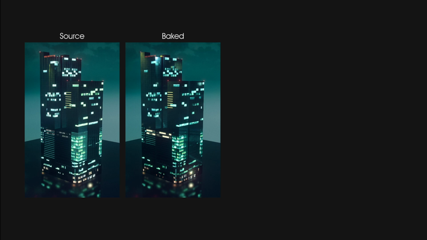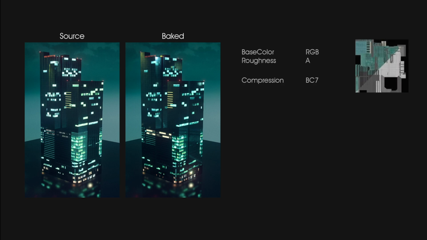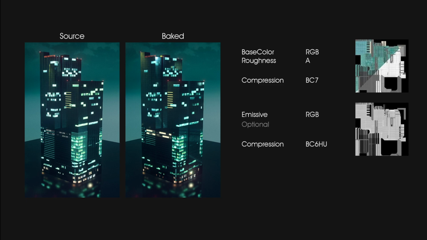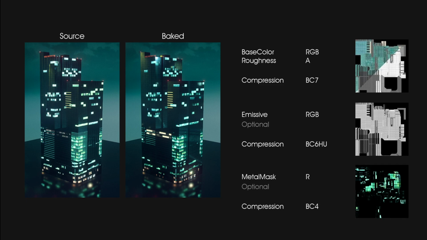Consider the city buildings, for example. These used a definition that captured the G-buffer base color into the RGB components and the roughness into the alpha component of a BC7 compressed texture. If the object had one or more emissive materials, the emissive color would additionally be captured into a high dynamic range BC6HU texture. And if it was metallic, this information would be stored in an additional BC4 texture.